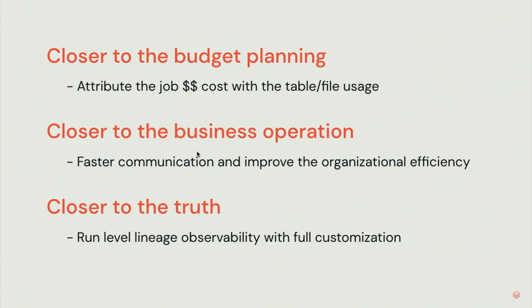Okay, so let's get back to the presentation. With the Lineage system table, it will be closer to the budget planning by attributing the job cost with the table and the file usage. It can be closer to the business operation, just like what David did. It can have faster communication and improve the organizational efficiency. And also, it can be closer to the truth because you have the run-level lineage observability with full customization. It's a Delta table, so you can just build whatever dimension, dashboard, or table that is most relevant to you or your organizations.